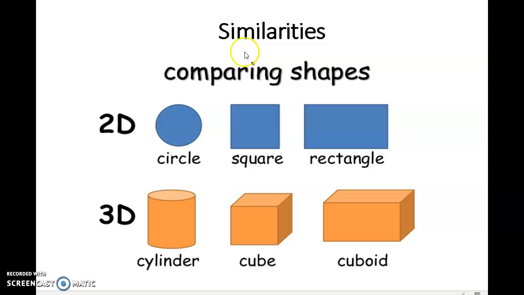So there are some similarities between the 2D shapes and the 3D shapes, but still they are different. As you can see, the circle looks like the top of the cylinder. The square looks like one of the faces of the cube, and the rectangle looks like one of the faces of the cuboid. Still, they are different.